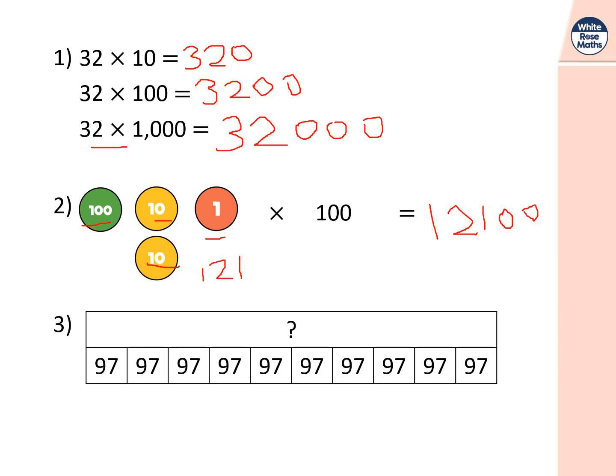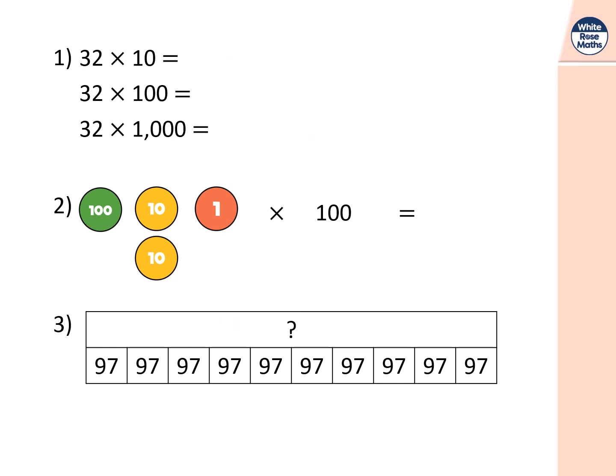Question number 3, I'm going to work out the missing blank, so the question mark. Well, I've got 97, so 1, 2, 3, 4, 5, 6, 7, 8, 9, 10. So I've got 97 times 10, which is 970, guys. So the total width of this bar model is 970. Essentially it is a repeated addition. It's 97 plus 97, ten times, which is equal to 970.